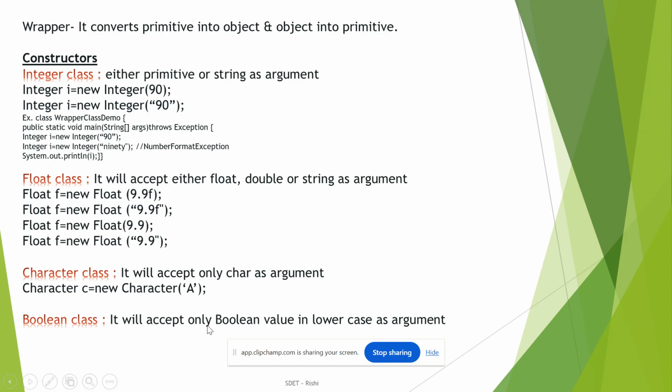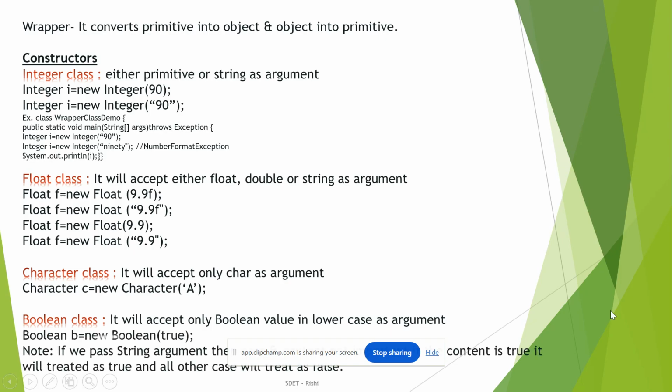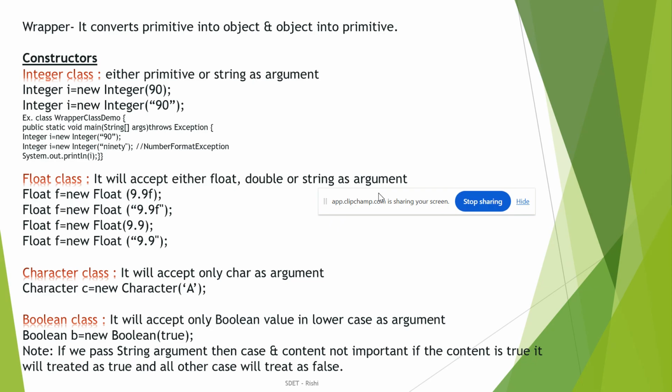The Boolean class will accept only a boolean value in lowercase as an argument. Java is case sensitive, right? So if we pass anything except lowercase, it will be treated as a string. I have also written a note here: if we pass a string argument, then case is not important, the content matters. If the content is true, it will be treated as true, and in all other cases it will be treated as false. So we are passing this, and this will be treated as true. And if we pass it inside double quotes, that will return false.